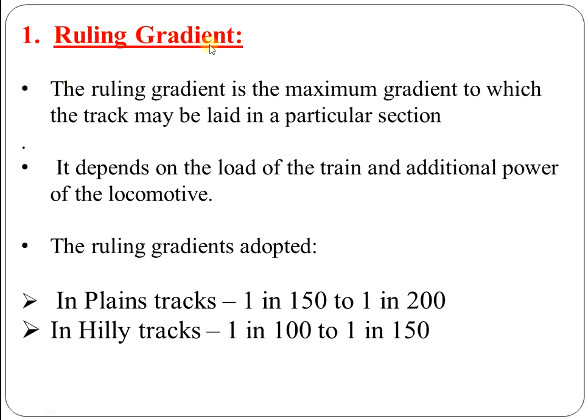First, the ruling gradient. The ruling gradient is the maximum gradient to which the track may be laid in a particular section. It depends on the load of the train and the additional power of the locomotive. The ruling gradient adopted in plain tracks is 1 in 150 to 1 in 200, and in hill tracks 1 in 100 to 1 in 150.